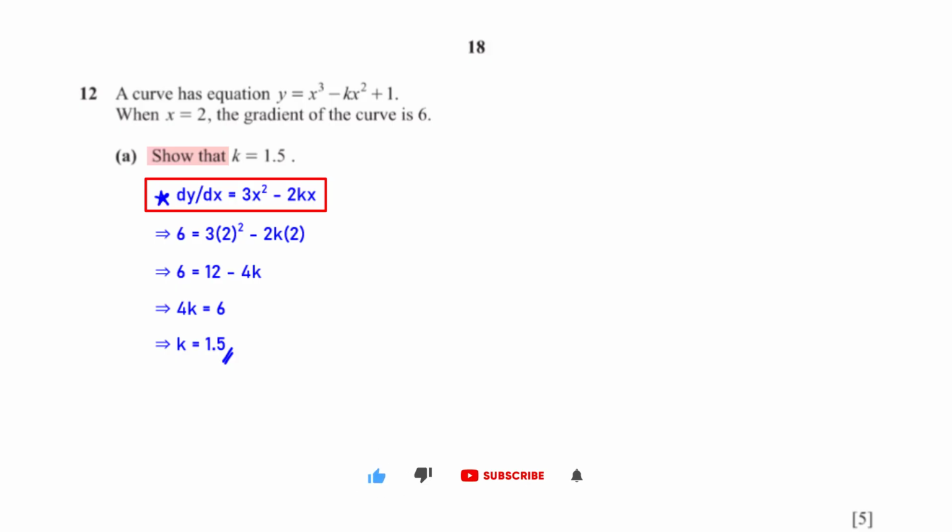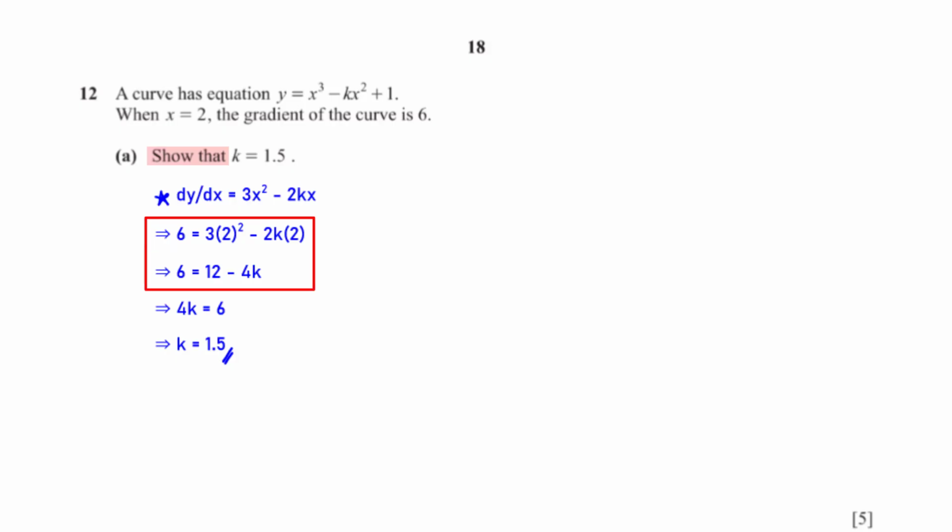We are told when x equals 2, the gradient of the curve is 6. So we have 6 equals 3 times 2 squared minus 2k times 2. 3 times 2 squared is 12. Minus 2k times 2 is minus 4k. When we group like terms, we get 4k equals 6. And when we divide both sides by 4, we get k equals 1.5.